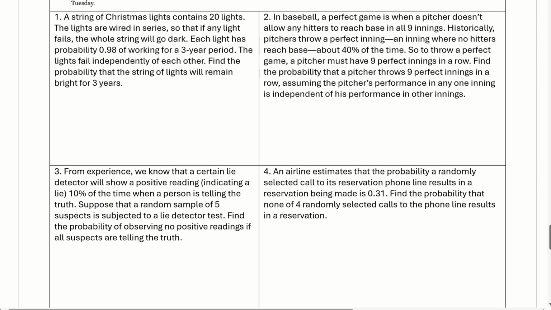So number one, a string of Christmas lights contains 20 lights. The lights are wired in series so that if any light fails, the whole string will go dark. Each light has a 98% chance of working for a 3-year period. The lights fail independently of one another. Find the probability that the string of lights will remain bright for 3 years.